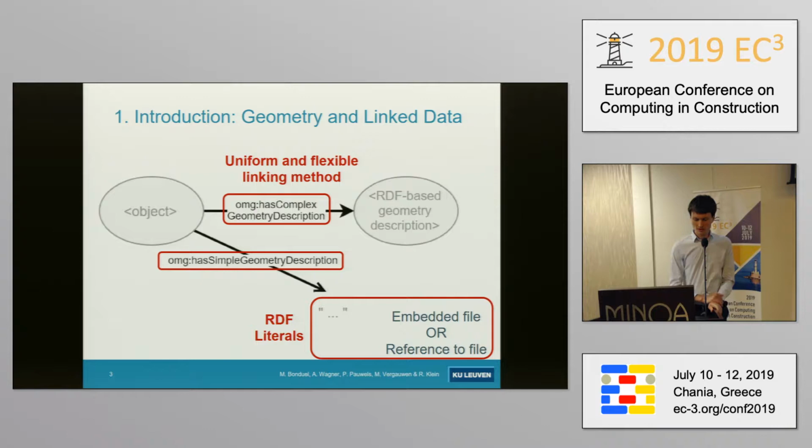What OMG discusses and provides is a uniform and flexible linking method using two properties. So a property between two nodes. OMG has complex geometry description and a data type property to connect an object and a literal.